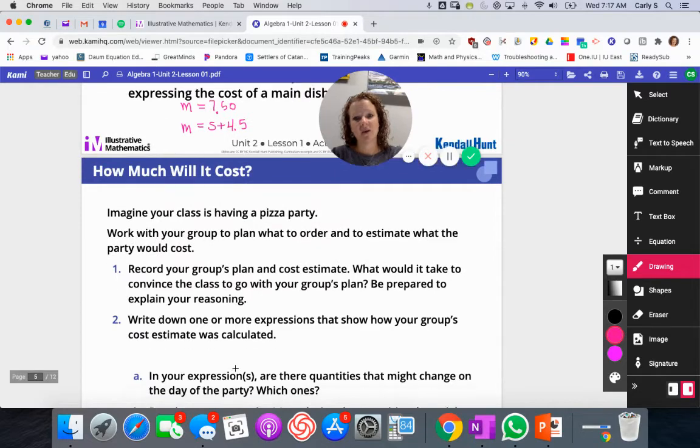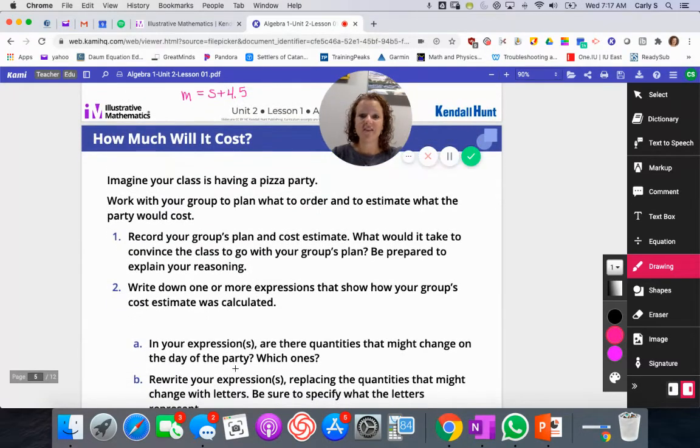All right, so let's move on. Imagine your class is having a pizza party. Work with your group to plan what to order and to estimate what the party would cost. Record your group's plan and cost estimate. What would it take to convince the class to go with the group's plan? Be prepared to explain the reasoning. We're going to write down one or more expressions that show how your group's cost estimate was calculated. Let me pause for a second and get that ready.